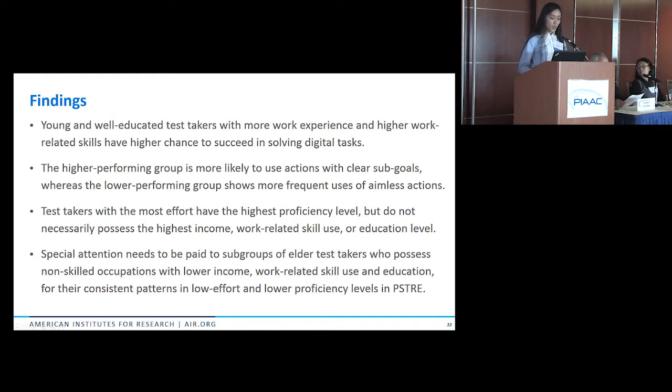And last one, we think that we need to pay special attention to those subgroups with really low effort on the items, especially consistent low effort. They tend to be elder test takers who possess non-skilled occupations with lower income, lower work-related skills, or lower education.